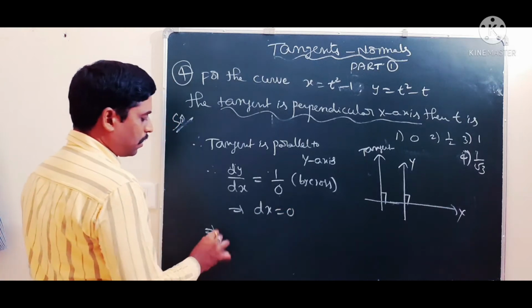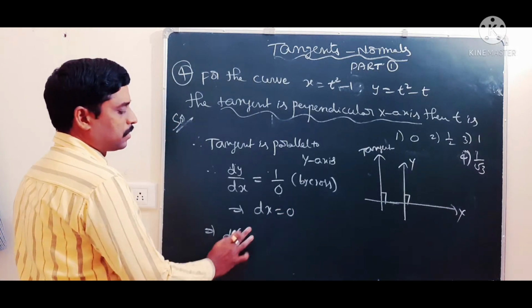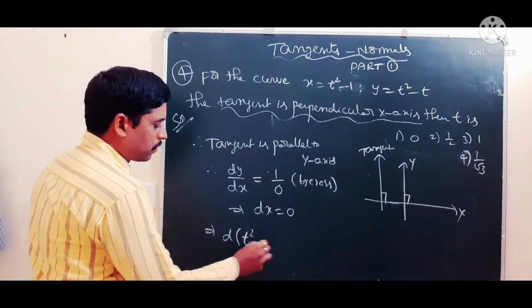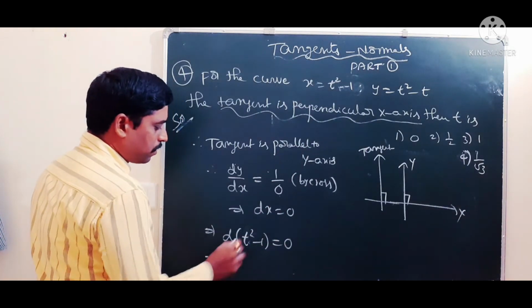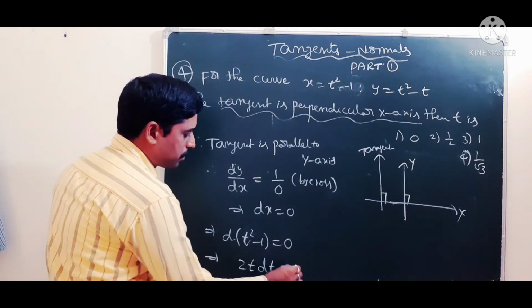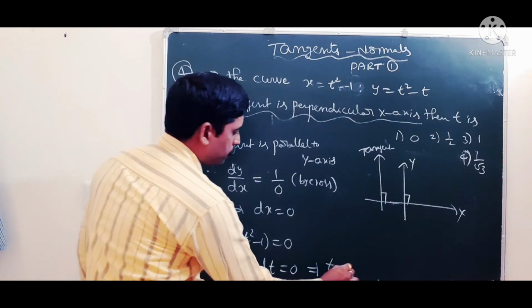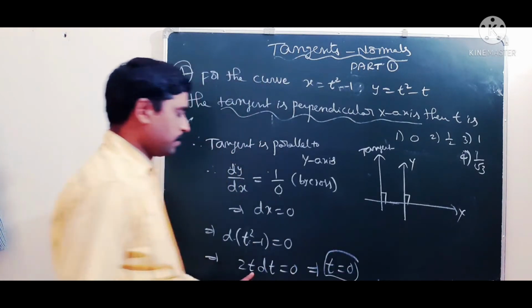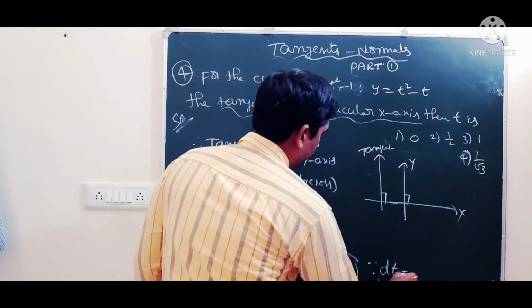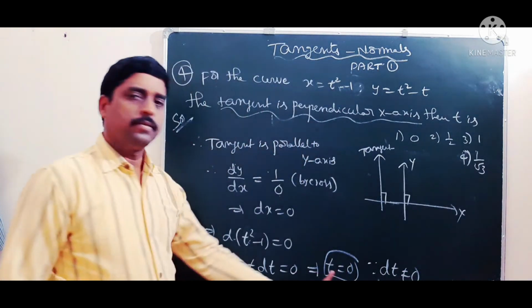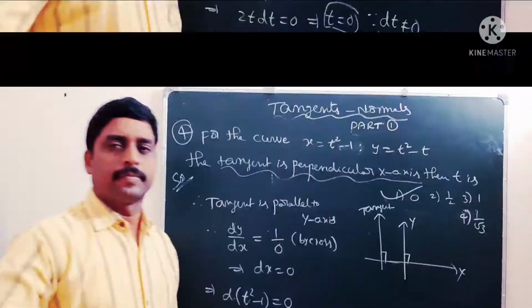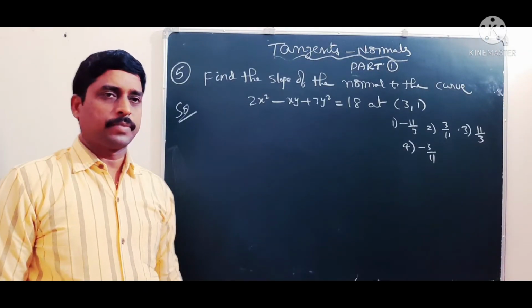So the derivative of x. What is x given? t² − 1, equal to 0. So the derivative of t² is 2t dt, equal to 0. Therefore t is equal to 0. Since dt is not equal to 0, the t value must be 0. So the first option is correct. Let us go to the next problem.